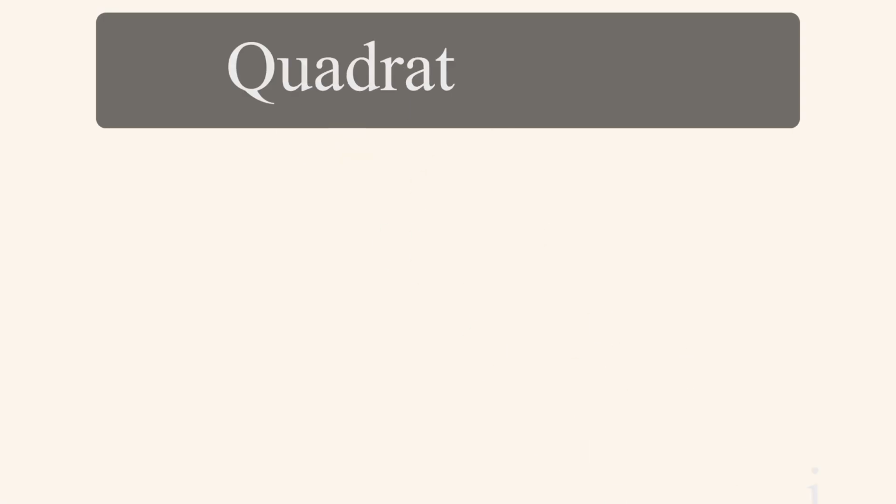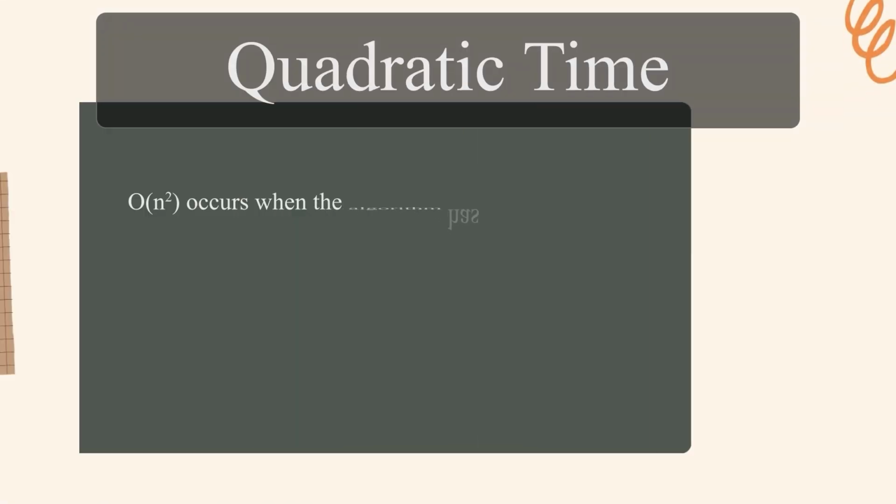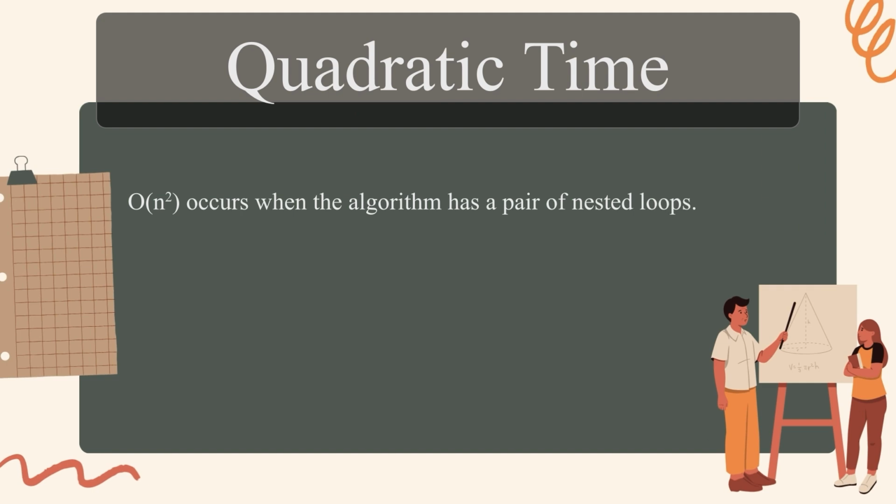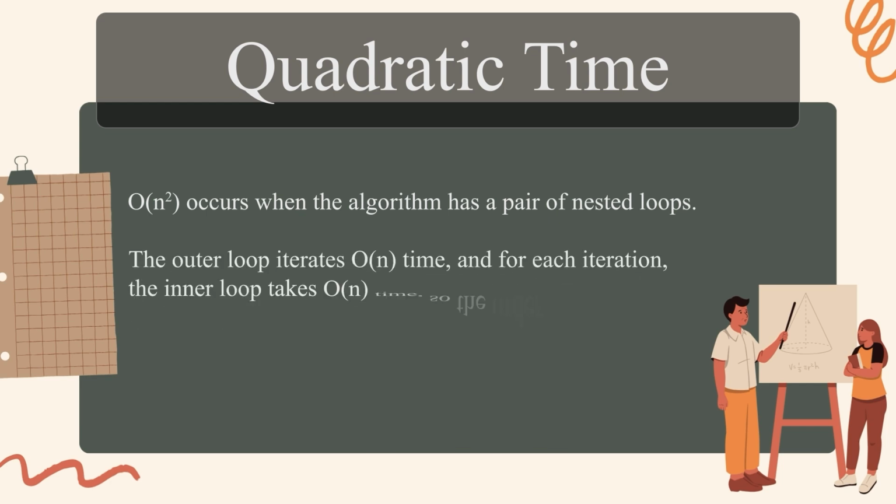Then comes the quadratic time complexity. Quadratic time complexity basically refers to order of n square. It occurs when an algorithm has a pair of nested loops. The outer loop iterates, let us say, order n times.